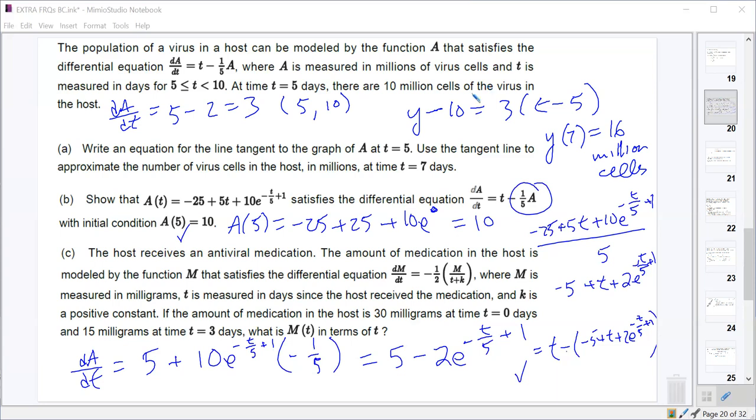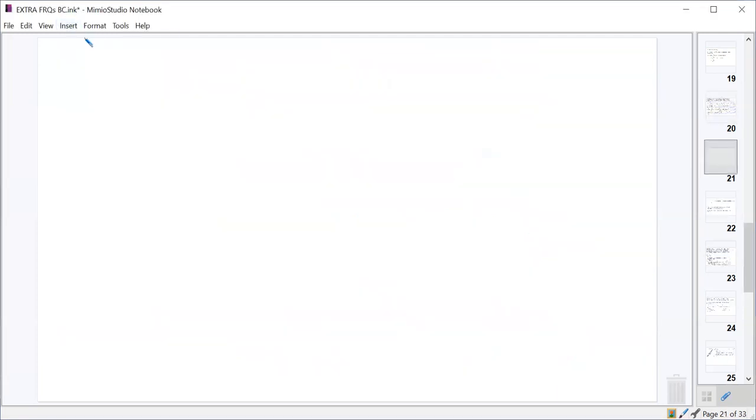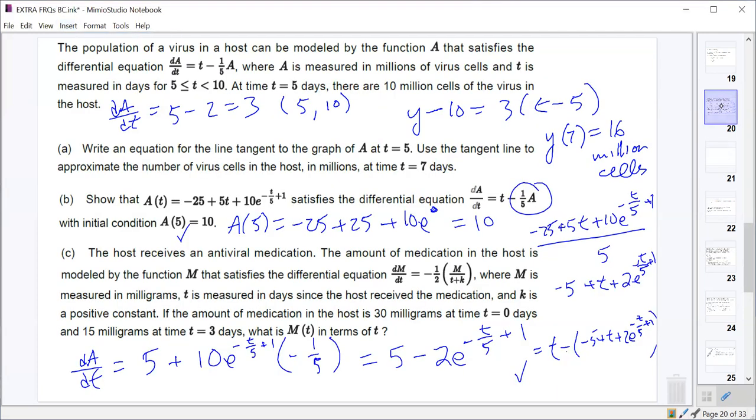All right. Part C. I need a new page for part C. Part C says that the host is receiving an antiviral medication. The amount of the medication in the host is modeled by M, which satisfies dM dt equals -1/2 M over t plus k, where M is milligrams, t is days since it received it, k is a constant. We want to know, if the amount of medication in the host is 30 milligrams at time t equals 0 and 15 at t equals 3, we want to figure out what M of t is in terms of t.